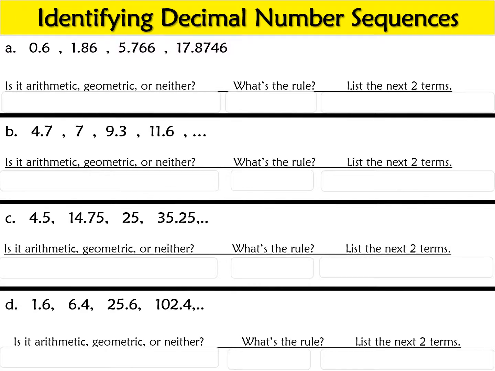Hi, this is Mr. Hood, and we're going to look at identifying decimal numbered sequences. So let's take a look at example A.